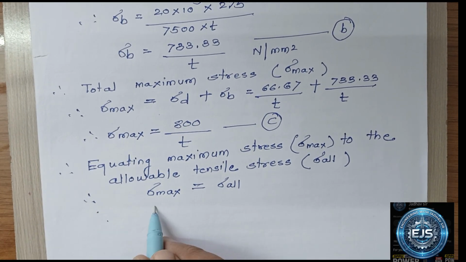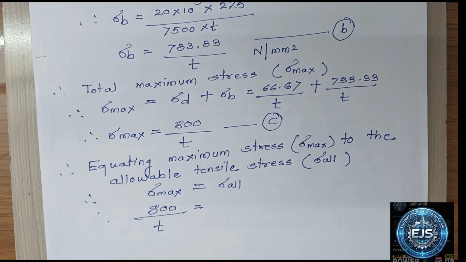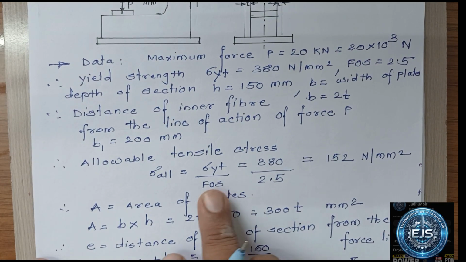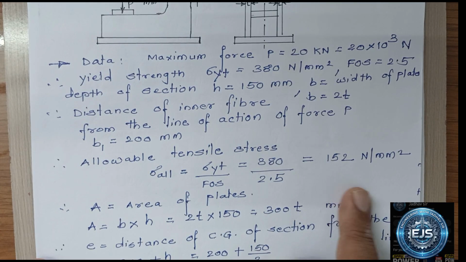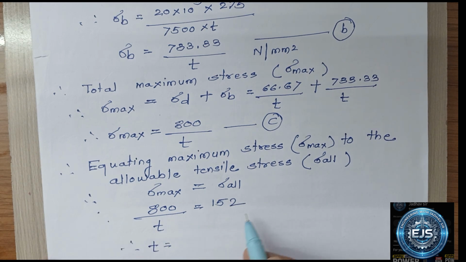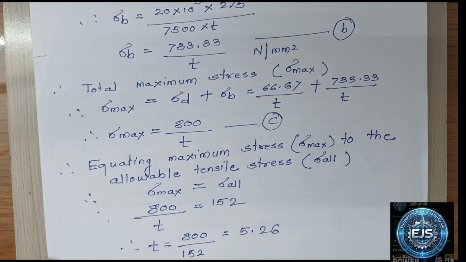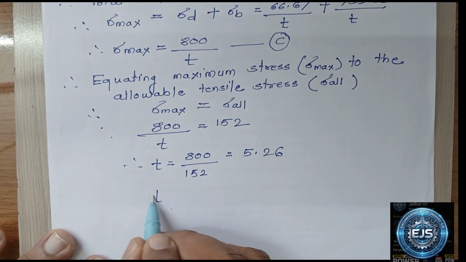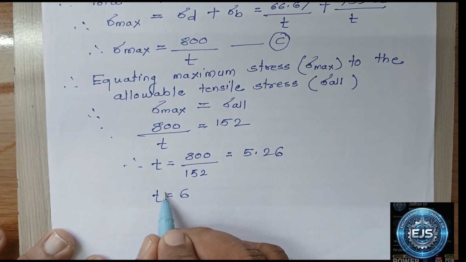Sigma max is 800 divided by t, and that is equal to sigma allowable we have calculated in the initial step. Sigma allowable is 152 Newton per mm square. So equating that, 800 upon t is equal to 152. Therefore t is equal to 800 divided by 152. So this comes out 5.26. For round up value, we have to take the round up value. Round up value is 6.